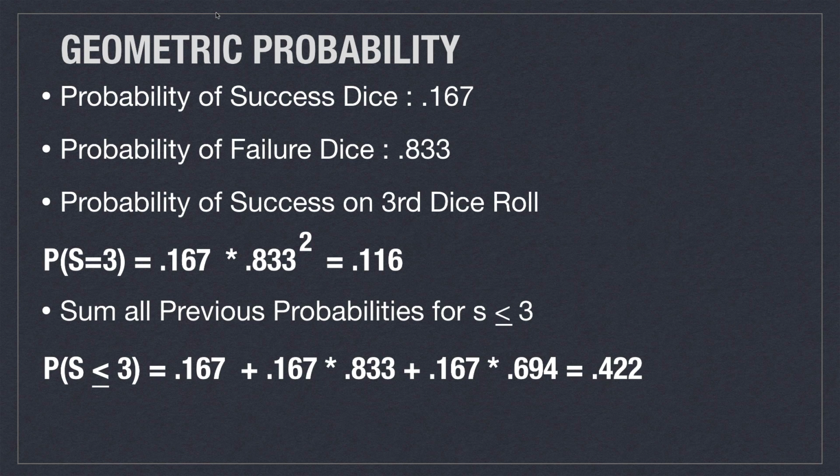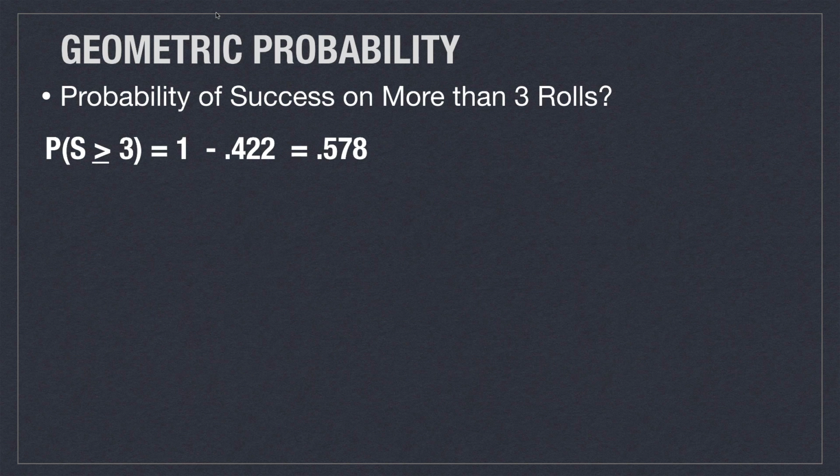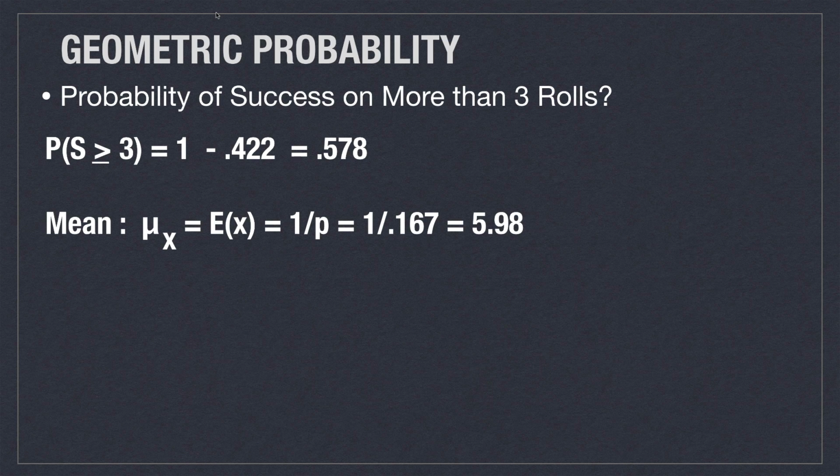And then if you want to find the probability of success in 3 or fewer rolls, what we're going to do is sum all previous probabilities, which is going to work out to 0.422. Now, we can also find the probability that it will take more than 3 dice rolls simply by subtracting the previous probability from 1.